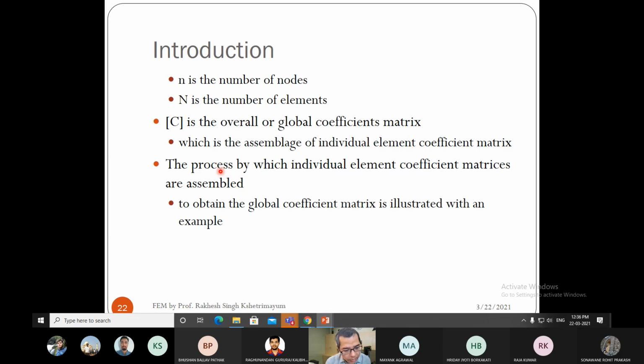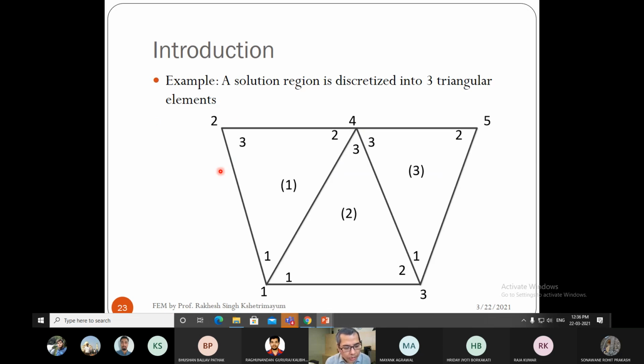So let's take one simple example here. This is the solution region we are considering. We have divided this solution region into three triangular elements. This is triangular element 1 with the bracket here. This is triangular element 2, with the 2 bracket here. This is triangular element 3, with the 3 bracket here.